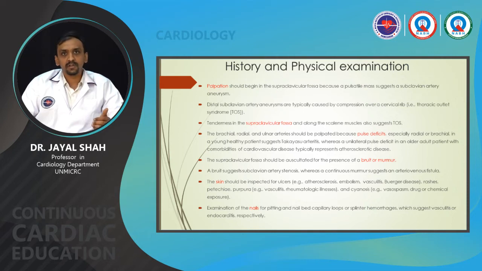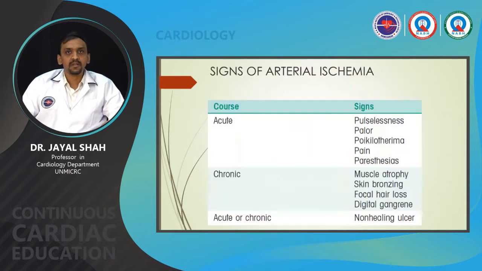And the supraclavicular fossa should also be auscultated for the presence of any bruit or murmur. Similarly, a bruit suggests a subclavian artery stenosis, while a continuous murmur suggests an arteriovenous fistula. Similarly, the skin should be inspected for any ulcers or any rashes, petechiae, purpura, or any cyanosis. An examination of nails for pitting, as well as the nail bed capillary loops or splinter hemorrhages, suggests vasculitis or endocarditis respectively. So what are the signs of arterial ischemia you encounter during your physical examination?